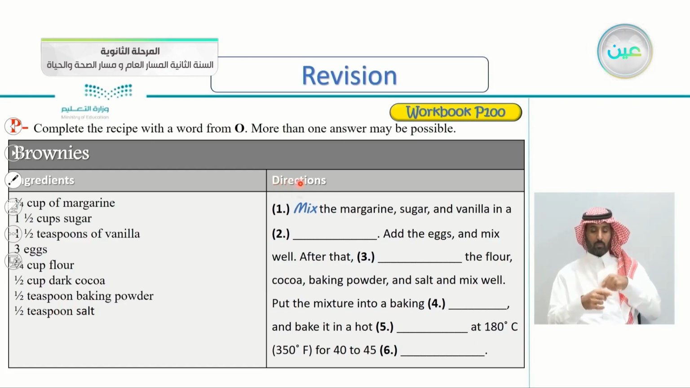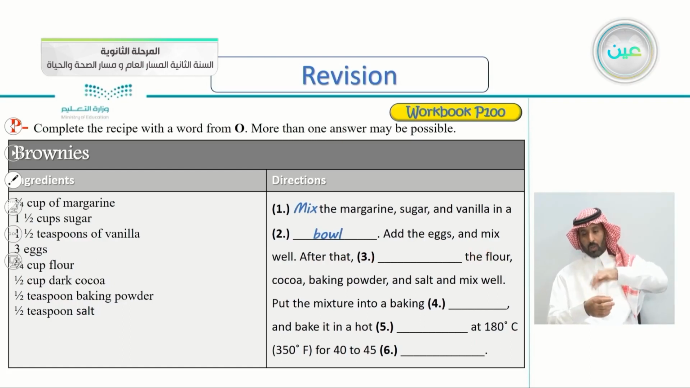Here are the directions, what to do. Number 1, mix the margarine, sugar, and vanilla in a, so we mix them in a what? In a cup? Of course not. We mix them in a bowl. Add the eggs and mix well. After that, the flour. So add the flour, cocoa, baking powder, and salt, and mix well.